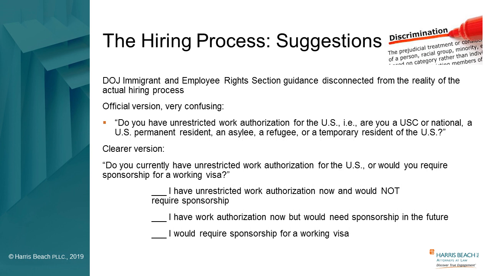I have work authorization now, but would need sponsorship in the future. So maybe they have some sort of temporary employment authorization document, or some form of limited employment authorization. Well, they may be able to start with you, but in the future they're going to need some sort of sponsorship. So that tells you they're not a U.S. citizen or a U.S. worker. And then finally, I would require sponsorship for a working visa. So this means that they're a foreign national for sure. They don't have the ability to work currently in the U.S. They need you to sponsor them for a visa. So that gives you pretty much all of the information you need to make that determination.